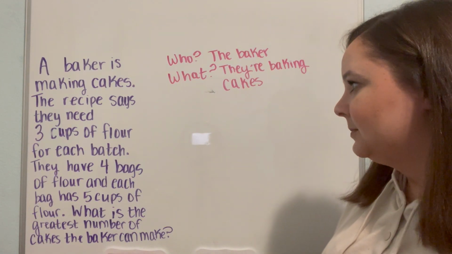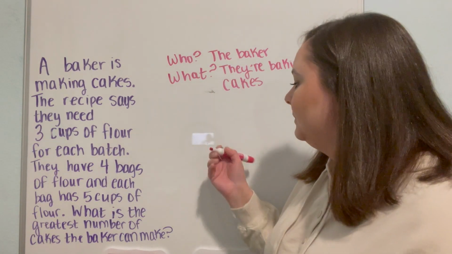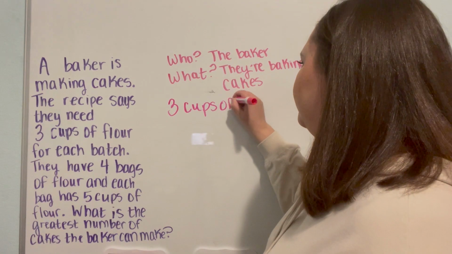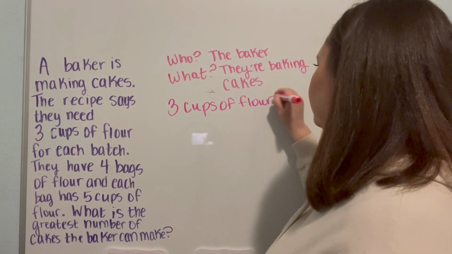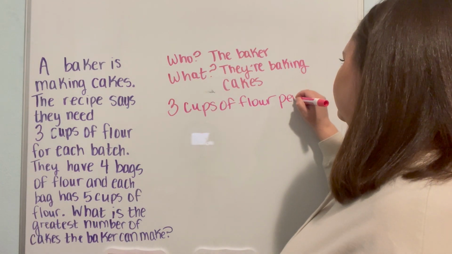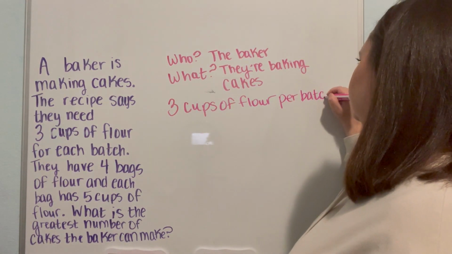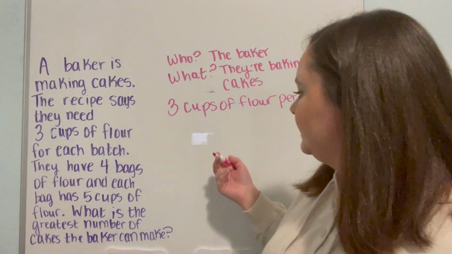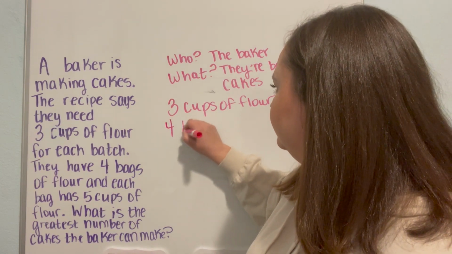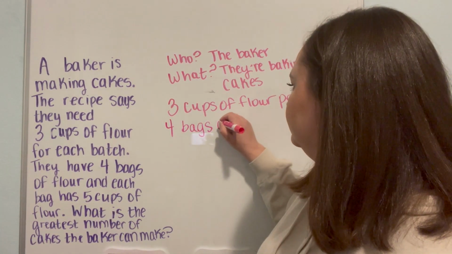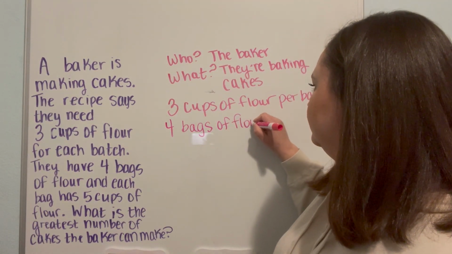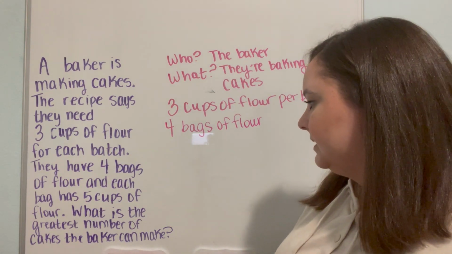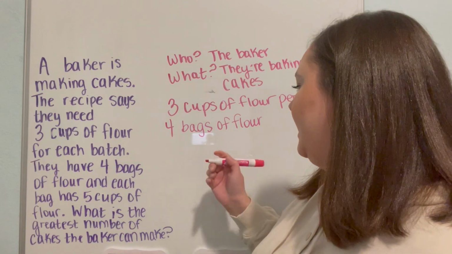So some numbers that I see in this problem, I see 3 is my first one, but it's not just a 3. It's 3 cups of flour per batch. Then I also see that there is a 4, which represents how many bags of flour they have. And now I see that there is a 5, and that represents 5 cups of flour in each bag.